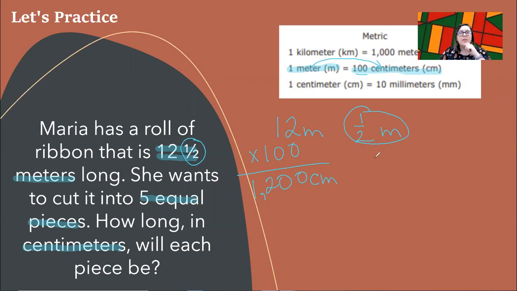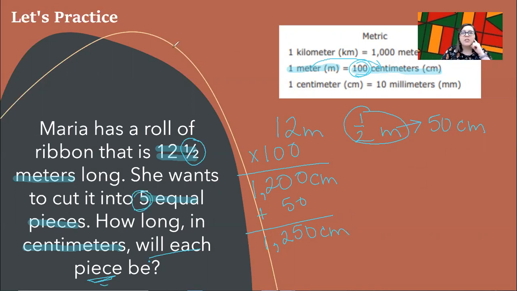Now, let's think about this half. If 1 whole meter has 100 centimeters, what's half of 100? Did you say 50? You are correct. So in a half of a meter, there are 50 centimeters. So that means that Maria has a total of 1,250 centimeters. Now, I'm not done here because remember my question is asking me how long will each piece be? She's now going to take this total amount and cut it into 5 equal pieces.